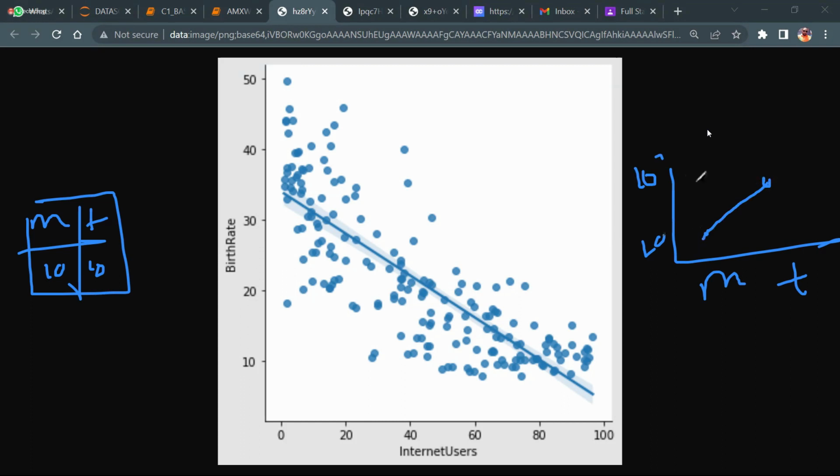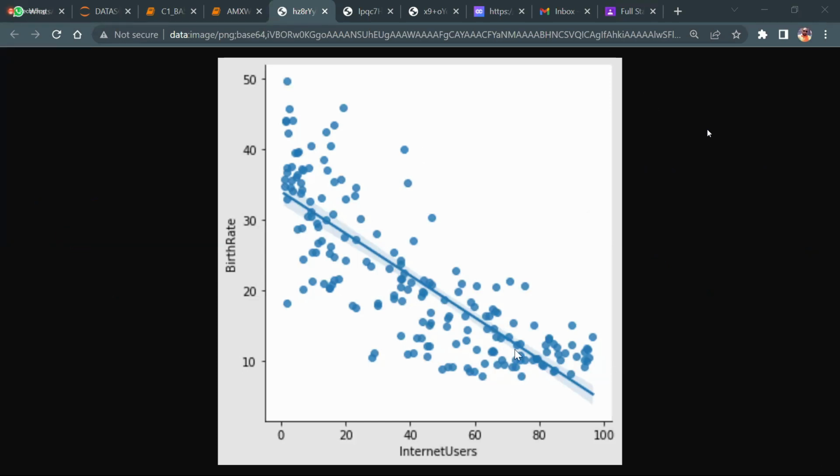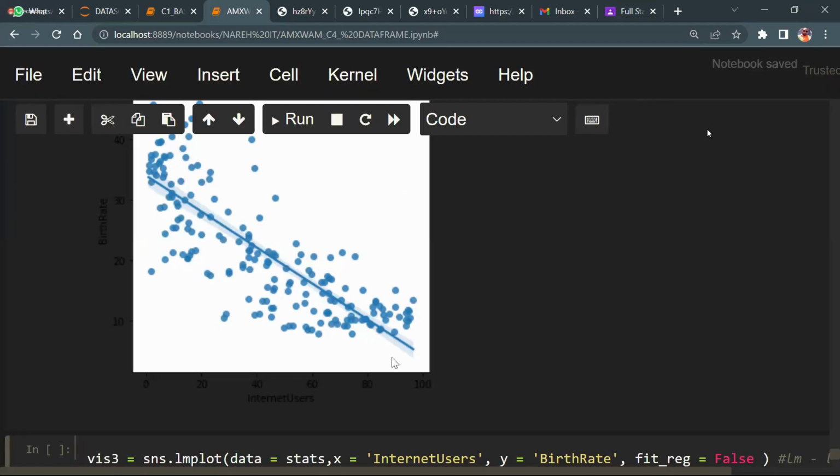Team understand? Sorry, 10 and 15 here. This is a linear model. So this is the graph we're getting, guys. Do you understand? The model is negative correlation. I will talk about what is positive correlation and what is negative correlation in the next topic. Am I clear or not? Okay, LM plot is clear, team.